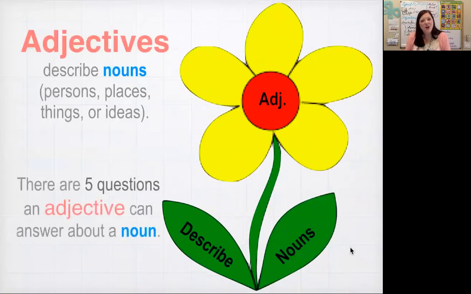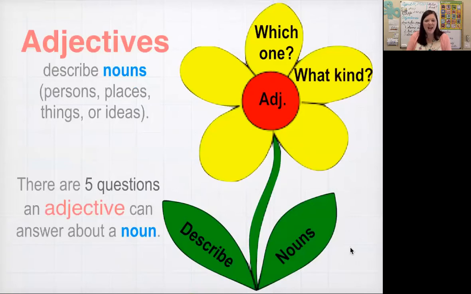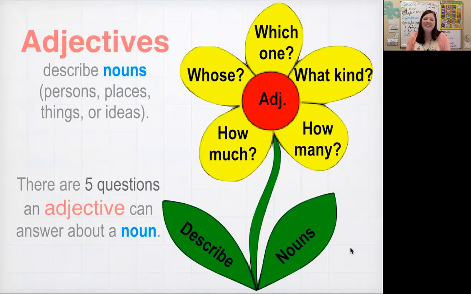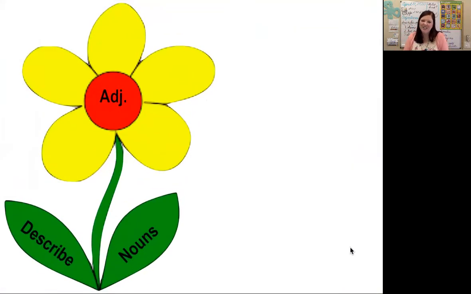Adjectives will always describe nouns. And to help us, there are 5 questions that an adjective can answer about a noun. These are, which one, what kind, how many, how much, and whose. Can you say those 5 questions with me? Which one, what kind, how many, how much, whose. One more time. Very good. Those are the 5 questions that an adjective will answer.